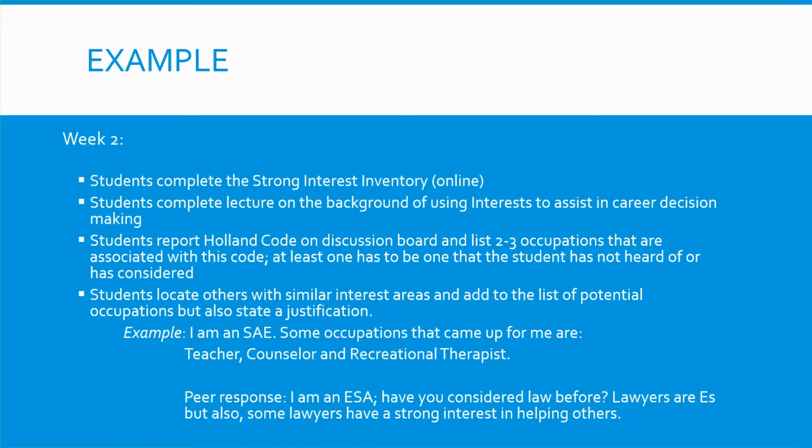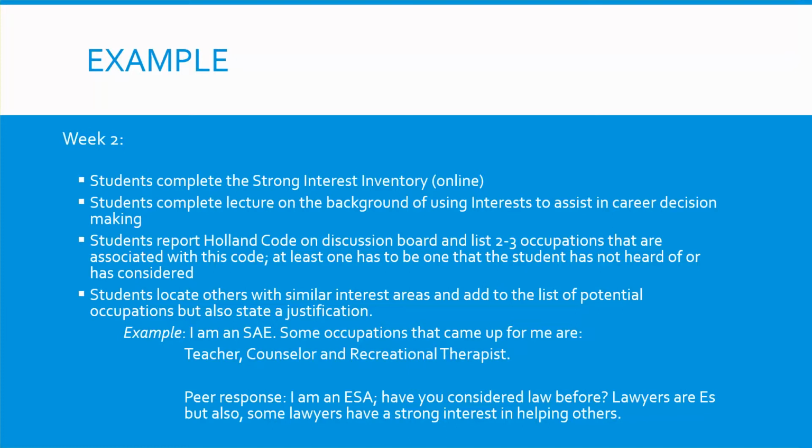They'll be listing 2 to 3 occupations that are associated with this code, and at least one has to be one that the student has not heard of or has not already considered. So 2 might be something they've always thought they might be interested in, and 1 is sort of that surprise occupation.